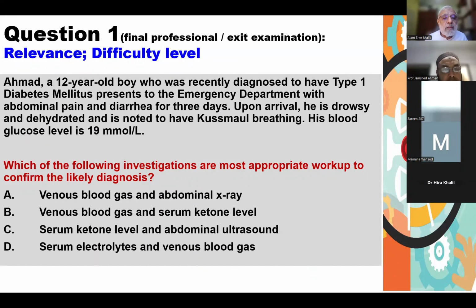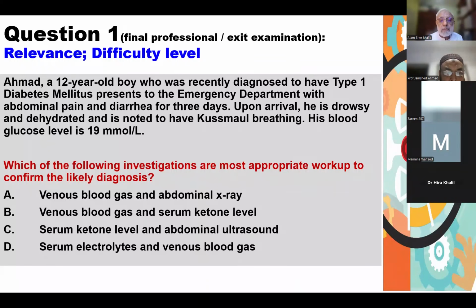So Ahmad, a 12-year-old boy who was recently diagnosed with type 1 diabetes mellitus, presents to the emergency department with abdominal pain and diarrhea for 3 days. Upon arrival, he is drowsy and dehydrated and is noted to have Kussmaul breathing. His blood glucose level is 19 millimole per liter. So this is the scenario.